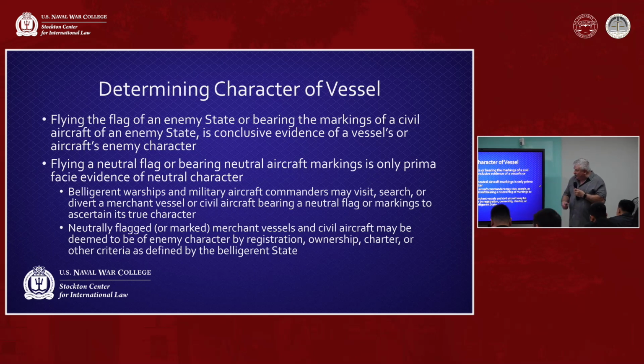So we're going to determine the character of a vessel. This has already been discussed as well. But if you're flying an enemy flag, then that is going to be considered conclusive evidence that you are of enemy character, whether it be an enemy warship or enemy merchant vessel. If you're flying a neutral flag, then that's only prima facie evidence of your neutral character. So a belligerent can still conduct visit and search to determine your true character, even though you're flying a neutral flag.